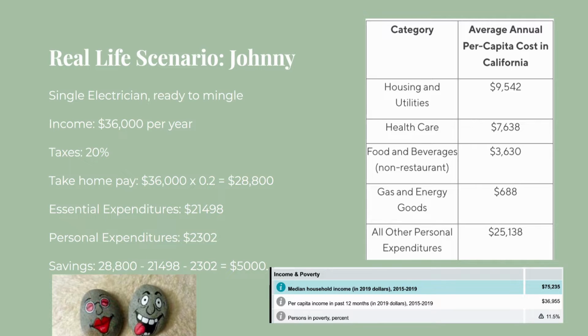And for personal expenditures such as traveling, Johnny doesn't really spend as much, only around $2,302. What he enjoys doing is going to movies and buying paint to color rocks. Johnny's a very creative person and loves to color rocks during his free time. It brings him joy. So this leaves us with $5,000 in savings, which is approximately 14% of his salary. He'll be using this money to feel the power of compound interest.